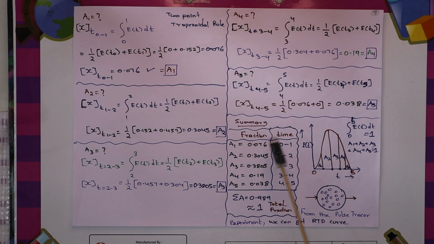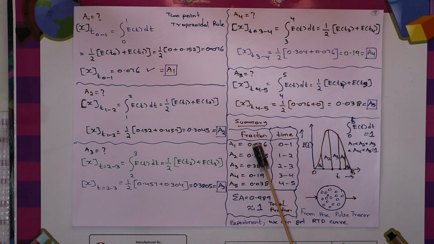If you convert this, 7% of molecules come at 0 to 1 minute, 30% of molecules come at 1 to 2 minutes, 38% of molecules come between 2 and 3 minutes, 19% of the molecules come between 3 and 4 minutes, and 3% of molecules come between 4 and 5 minutes.